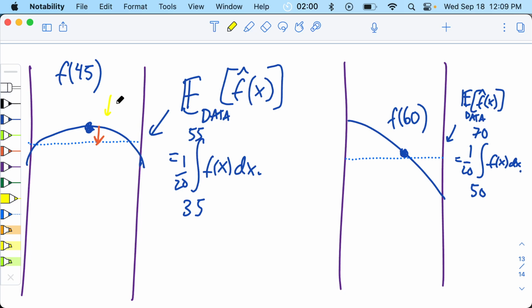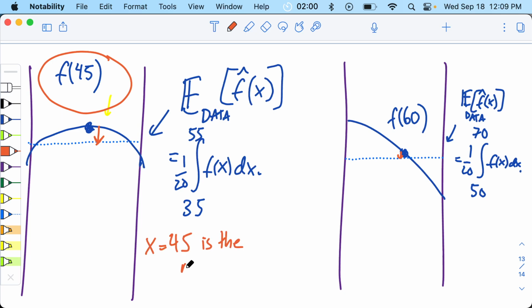Okay. So which one is more negative? The answer is f of 45. X equals 45 is the more negative bias. That is the answer.